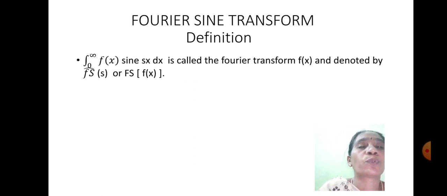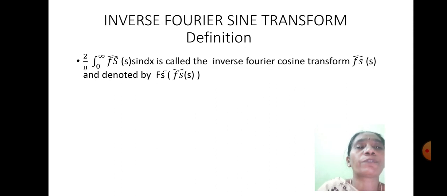Fourier sine transform. Definition: integral 0 to infinity of f of x into sin sx dx is called the Fourier sine transform of f of x and denoted by Fs cap of s or capital Fs of small f of x.